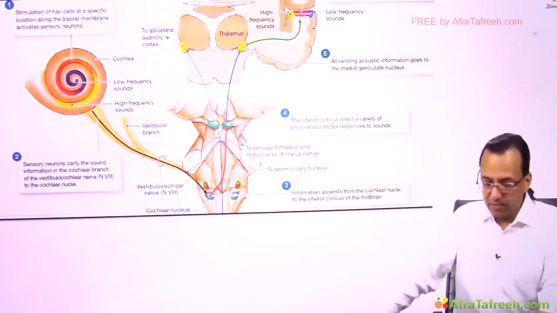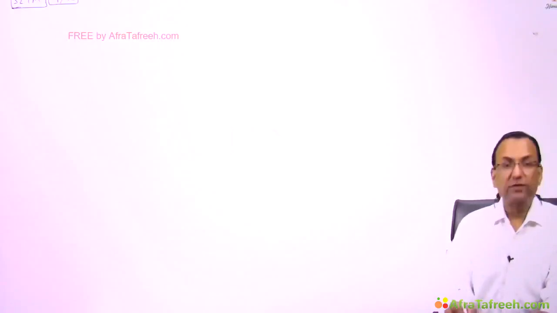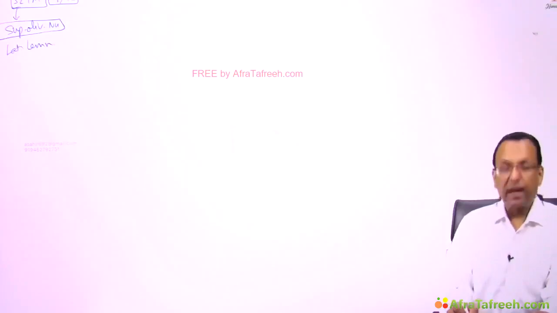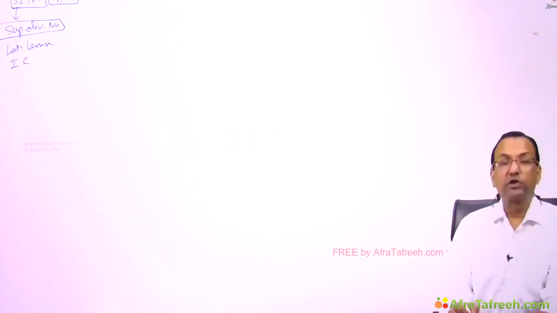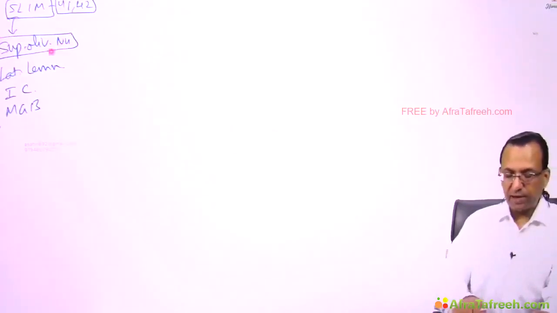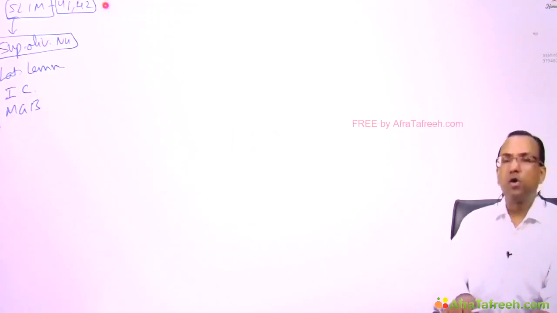I'll give you a mnemonic. The mnemonic is SLIM 4142. What kind of mnemonic is this, SLIM 4142? What is S for? S is for superior olivary nucleus. And what is L for? Lateral lemniscus. And what is I for? Inferior colliculus. And what is M for? Medial geniculate body. Yes, okay, SLIM, right. So S is for superior olivary nucleus, L is for lateral lemniscus, I is for inferior colliculus, M for medial geniculate body, and what is it? Okay, 4142, superior temporal gyrus.